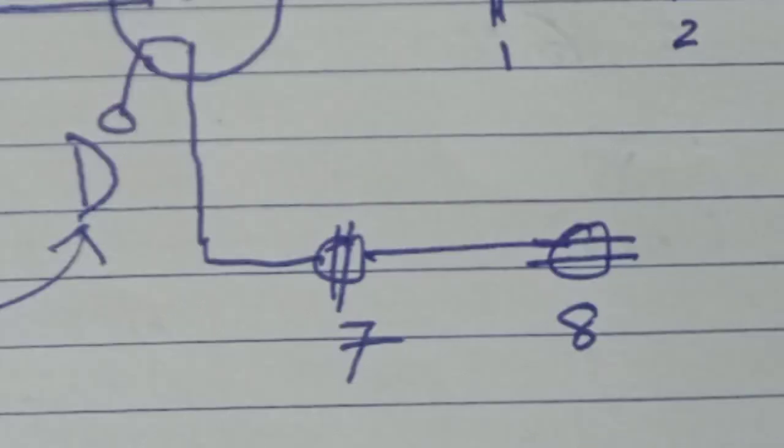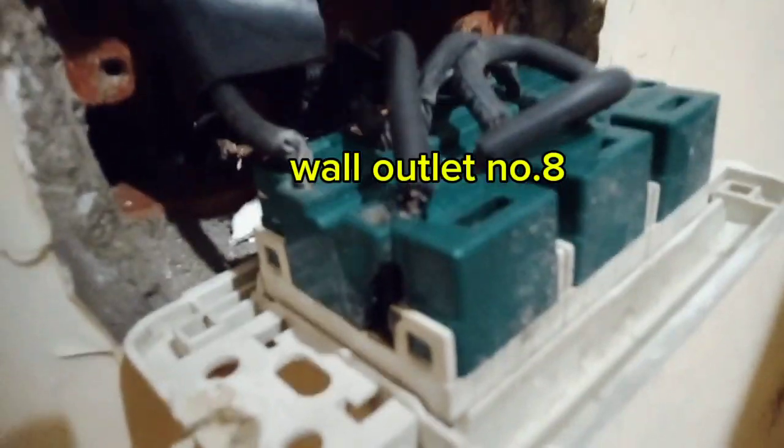Let's find out. So after opening device number 8, finally, I have found the main cause of the problem. The terminal has loosened and the terminal block has melted down together with the wire insulation, thereby touching the metal stud inside the utility box. This is called a line to ground fault.